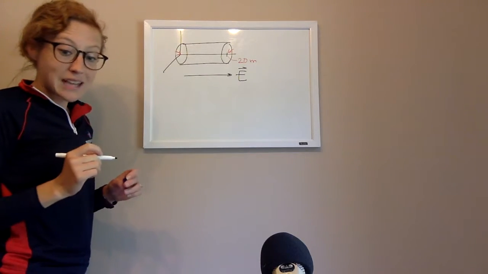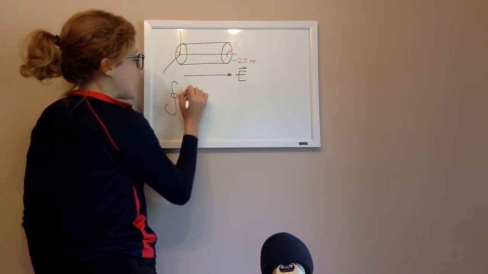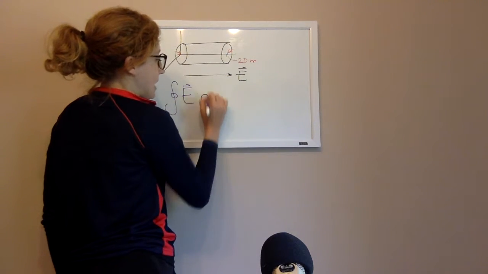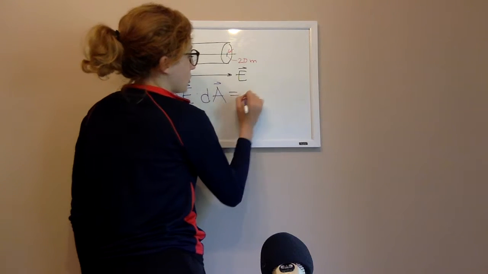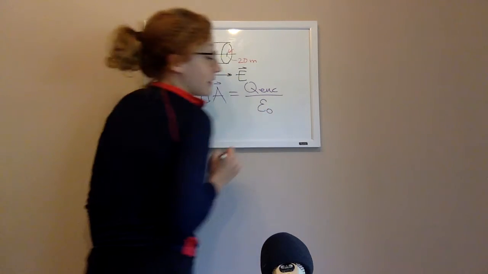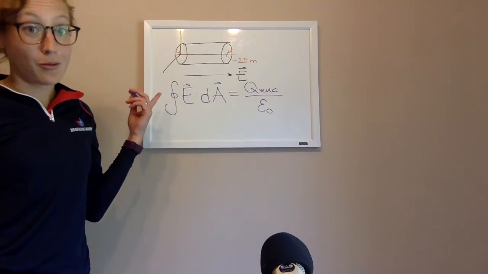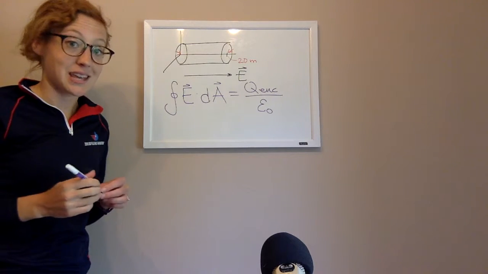Okay, so what is Gauss's law? Gauss's law is that the closed surface integral of E dot dA is equal to Q enclosed over epsilon naught. Epsilon naught, of course, is a constant. The rest of this we need to figure out. We don't know what E and dA are in this case.